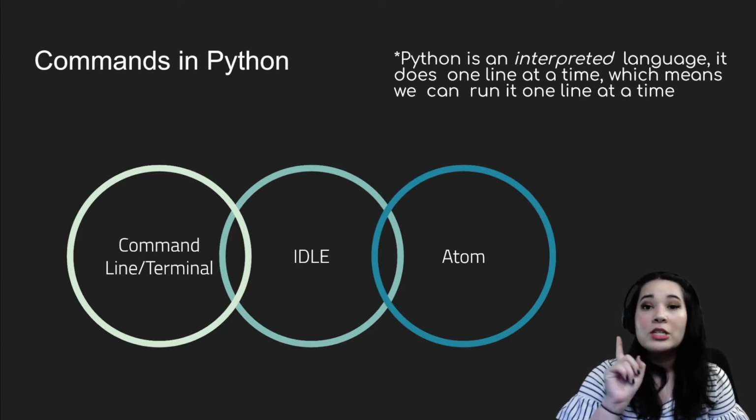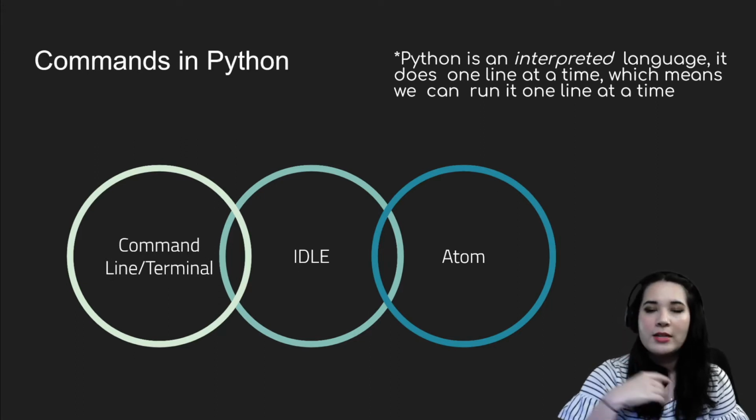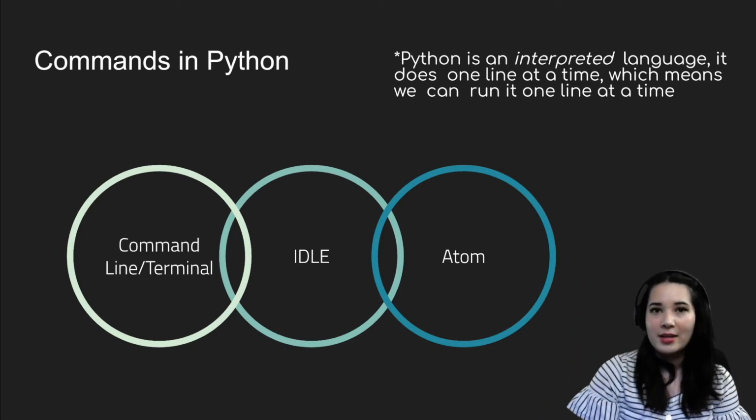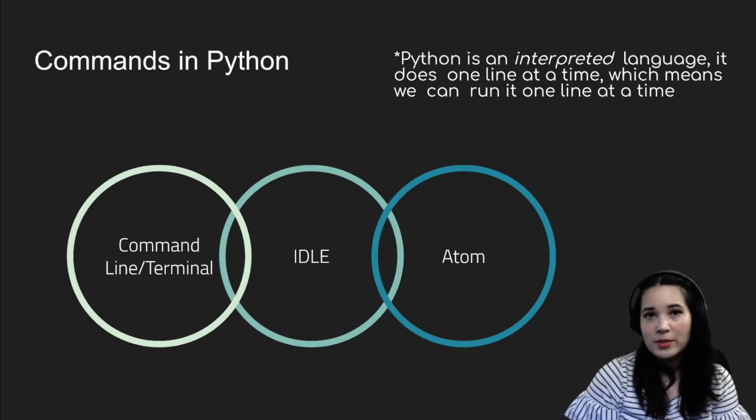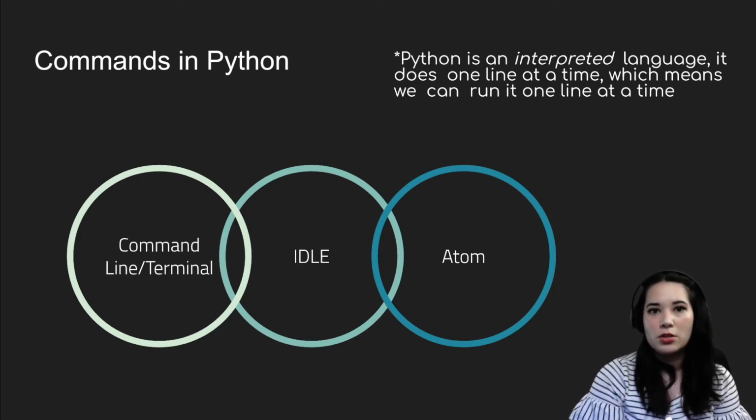Remember, Python is an interpreted language, which means instead of having to compile an entire set of instructions or a script at one time and then running all of it, we can actually run one line at a time, which allows us to do things like run one line at a time in terminal.